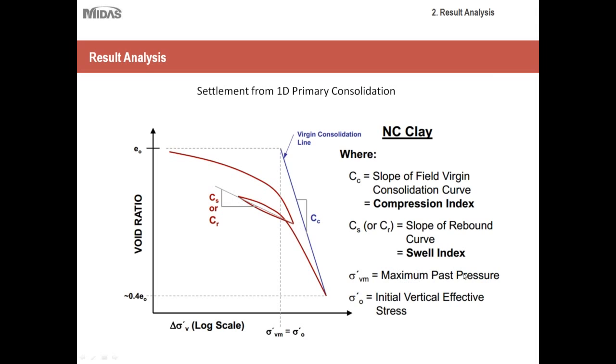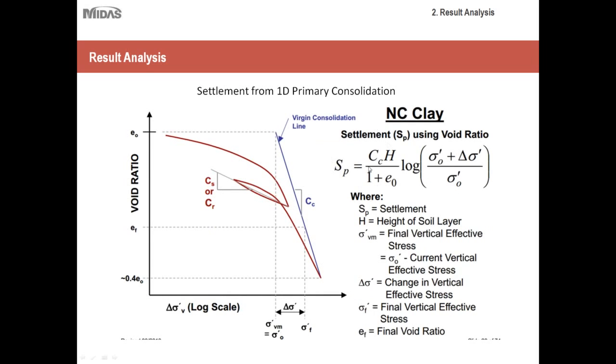And then you have your maximum past pressure, which I just discussed how to get, and the initial vertical effective stress, which is right over here. As you can see, they sort of equal each other. Once you get your maximum past pressure, at this point here you get your virgin consolidation line, and then you can get your compression index as well once you get that slope.